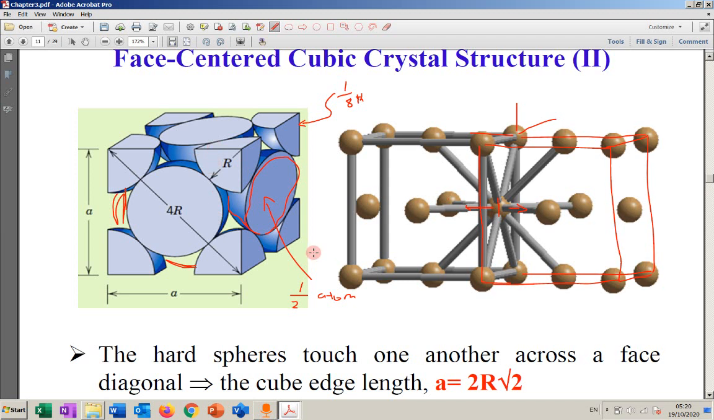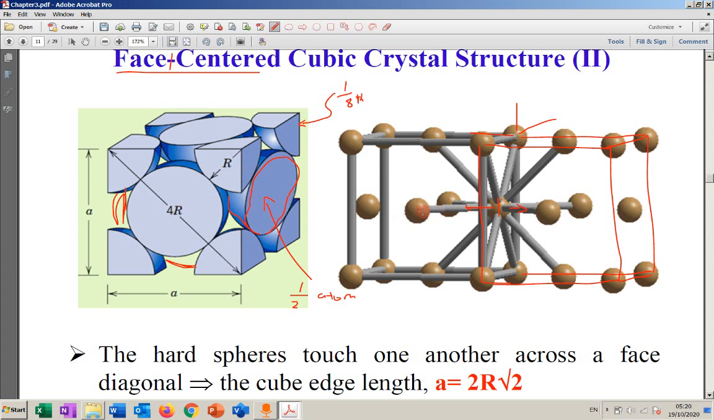Now, why is this important to know? Because we will know how many atoms we have. I mean, if you add them all together, what will be the number of atoms within this FCC, the face-centered cubic crystal structure? Now, face center: look, the name comes from the face, because at each face you have an atom.